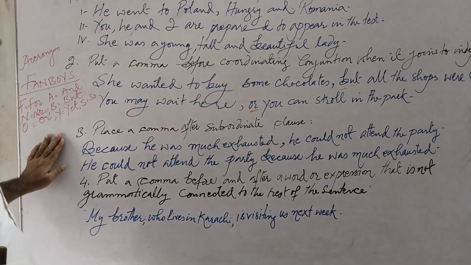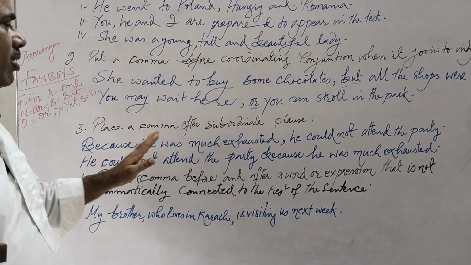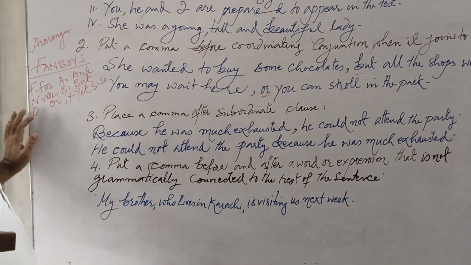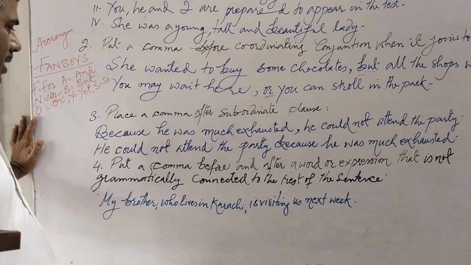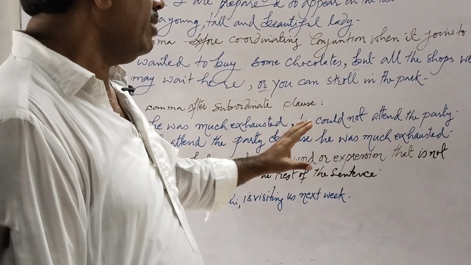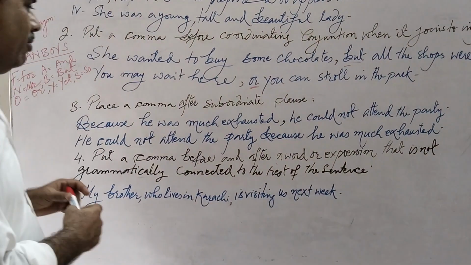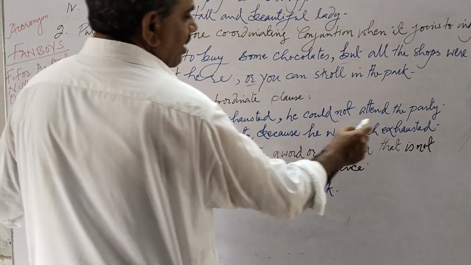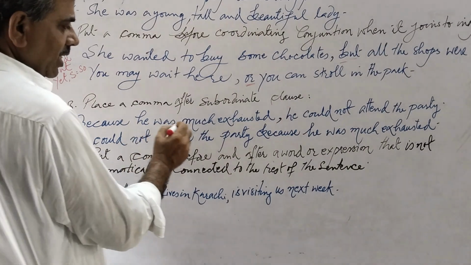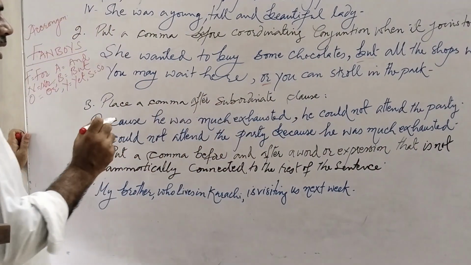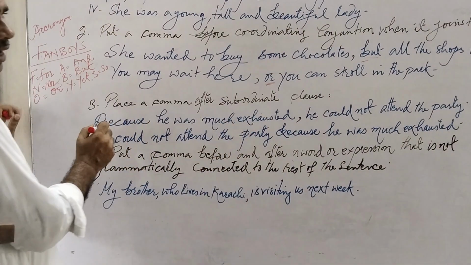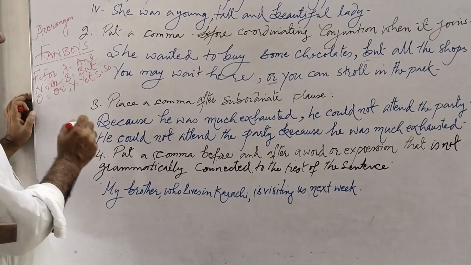Now the third rule of using a comma is to place a comma after a subordinate clause. There are some sentences where we have subordinate clauses. Here are two examples. Because he was much exhausted, he could not attend the party. Now we see that he could not attend the party is an independent clause. But here is another clause, because he was much exhausted. Now, because he was much exhausted is a dependent clause, a subordinate clause.